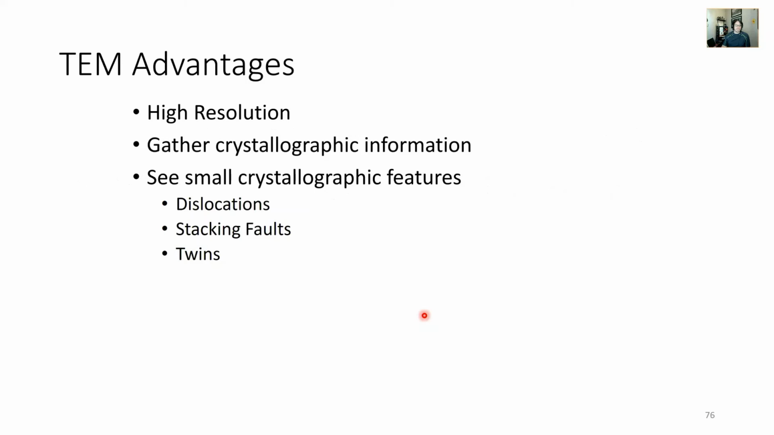High resolution, so advantages, high resolution. You can, and actually high magnification as well. But it doesn't mean anything unless you can resolve two points, so you can actually see something. So you can gather crystallographic information as well, and you can actually see small crystallographic features, namely dislocations, a big deal, stacking faults, twins. Some you can even see rows of atoms.